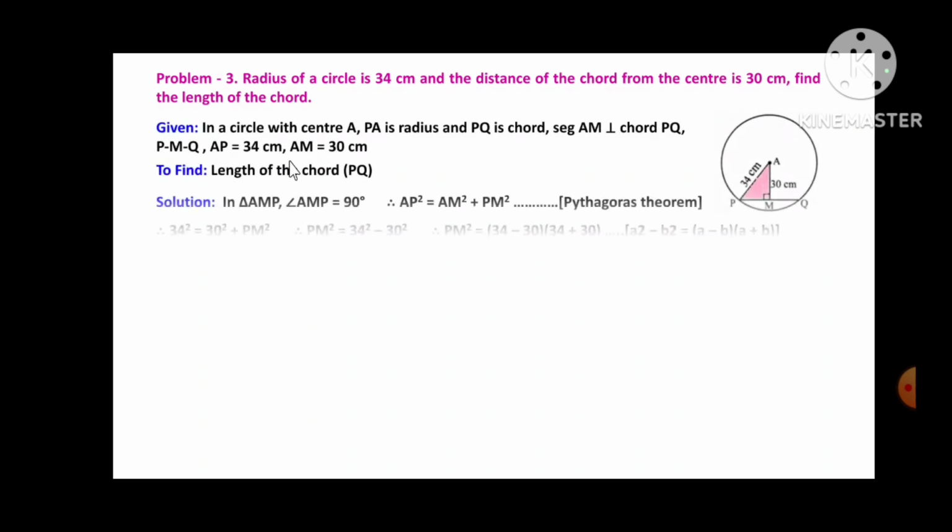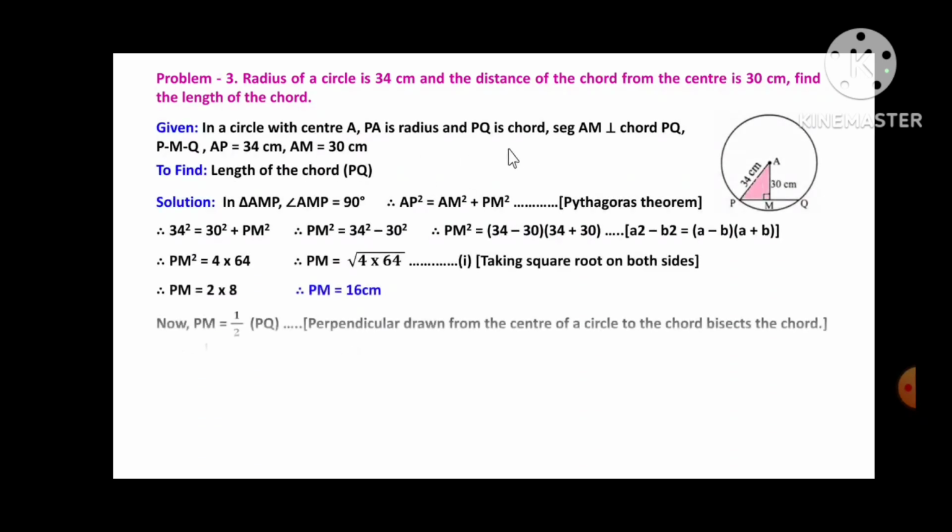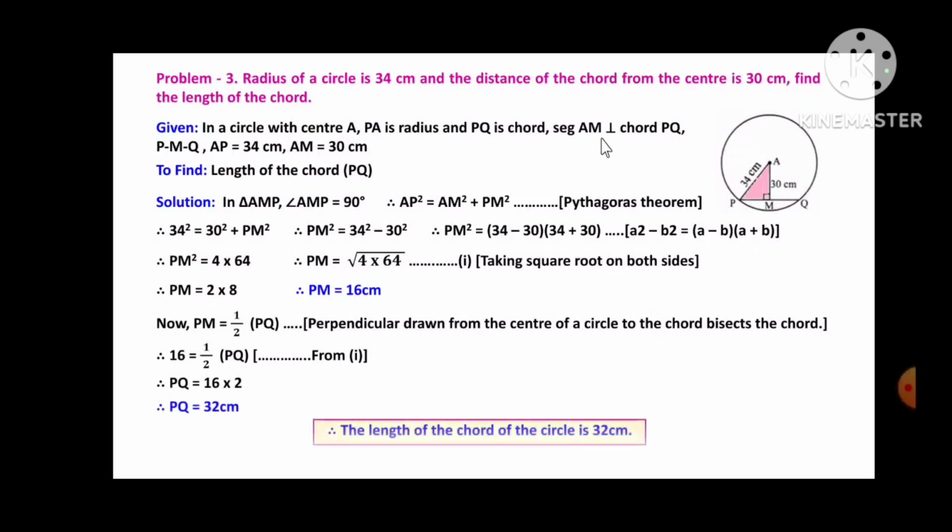See the third problem. Radius of the circle is 34 centimeter and the distance of the chord from the center is 30 centimeter. Find the length of the chord. So friends, here we have a circle with center A, and PQ is a chord. So it means AM is perpendicular to PQ, at M. AP is 34 and AM is 30. So friends, the length of the chord we have to calculate here.